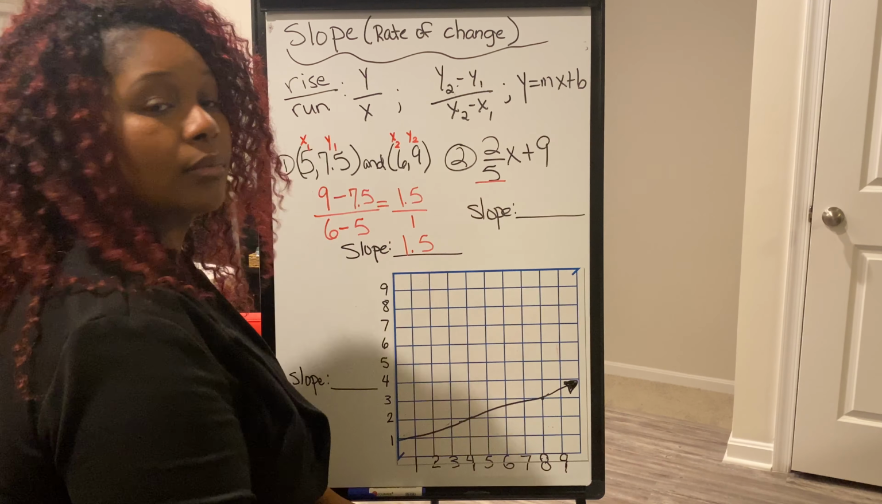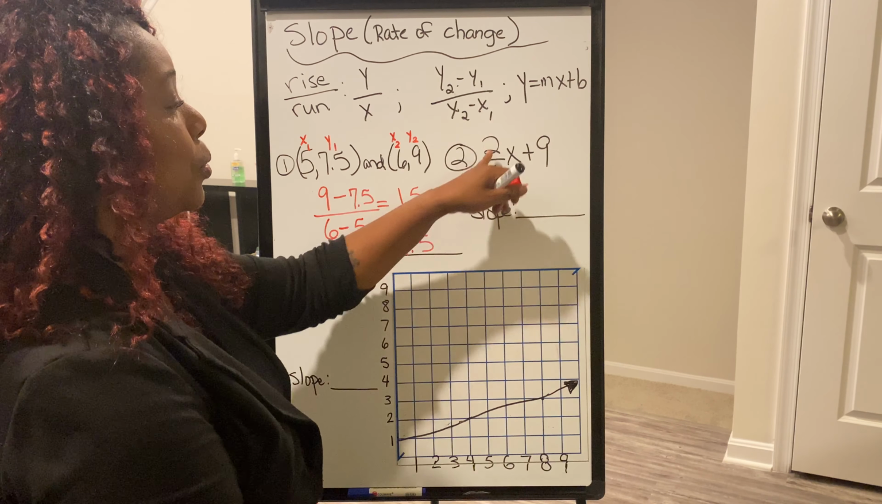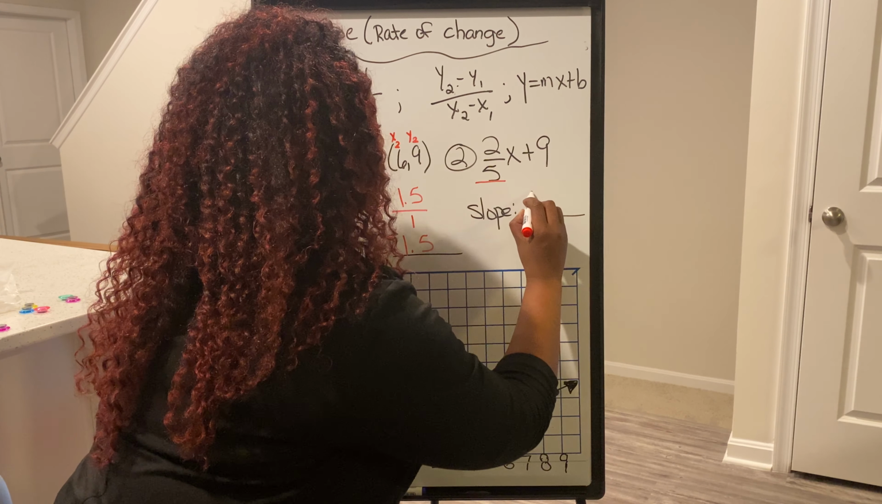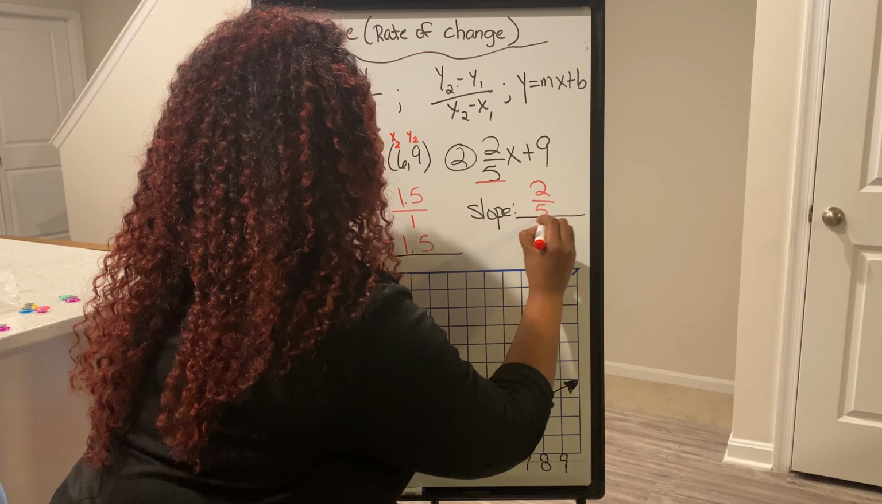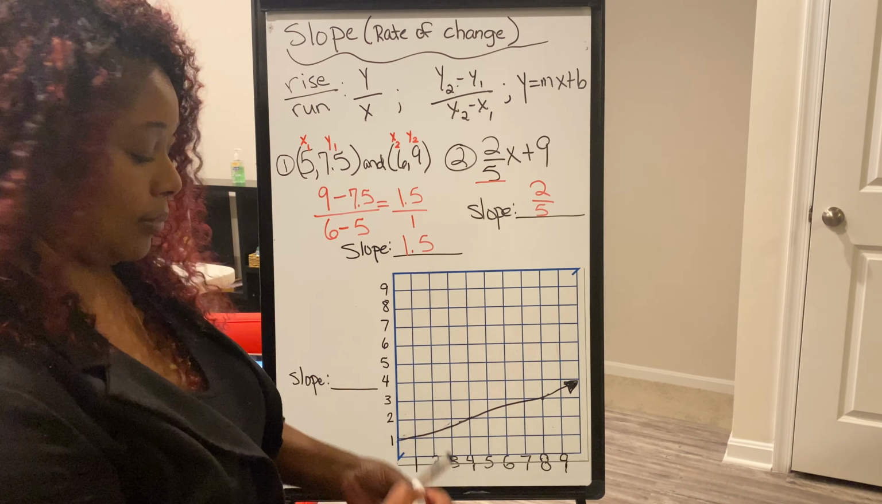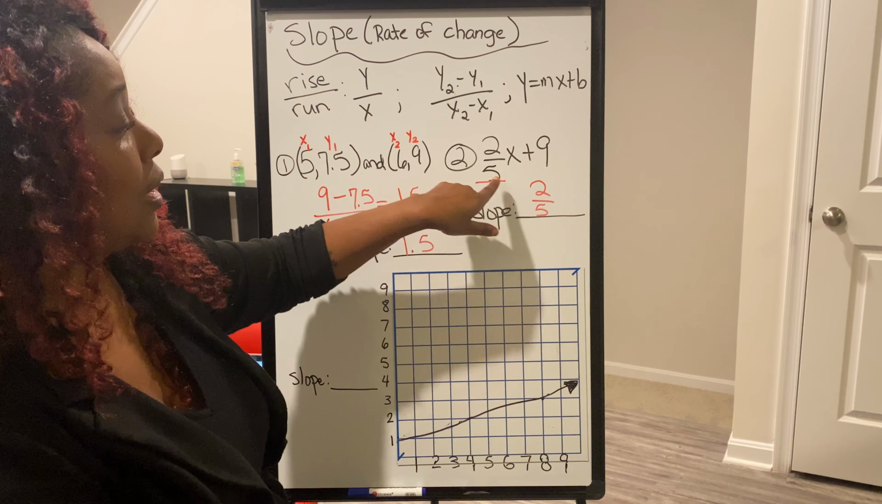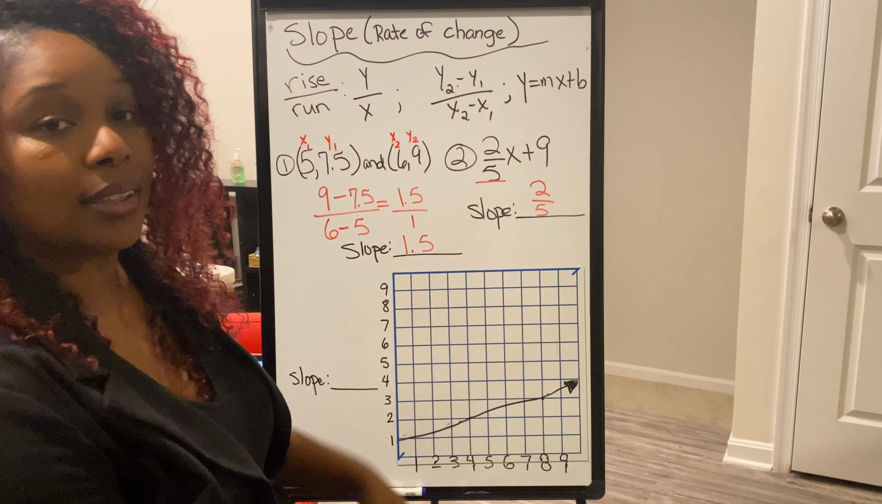Well, what's in place of my m? 2 over 5. So my slope is 2/5. That's probably the easiest one because all you're doing is looking for this value next to your x, that's it.